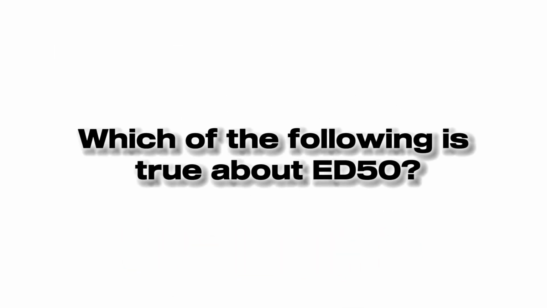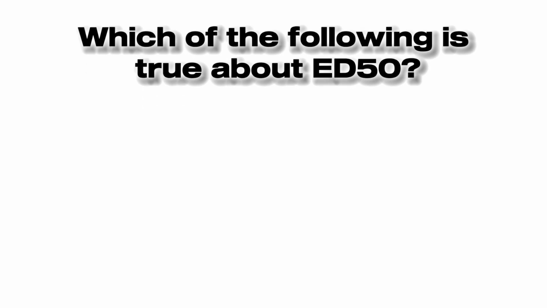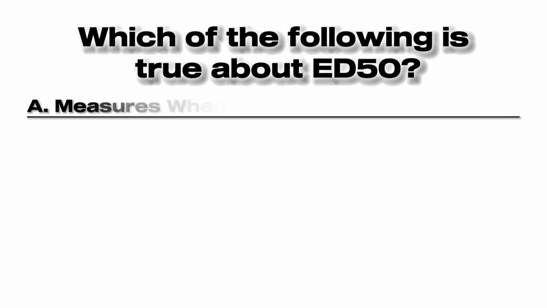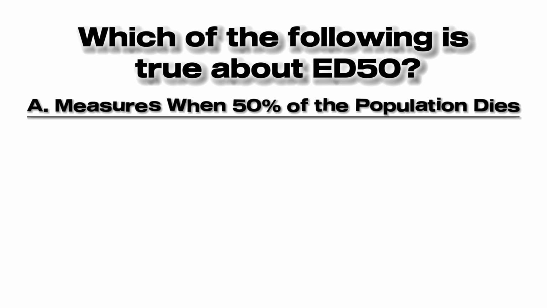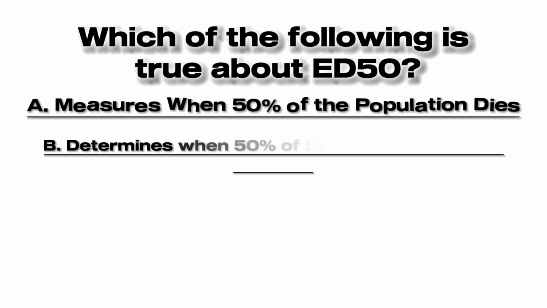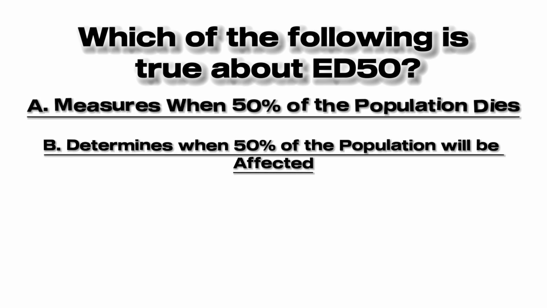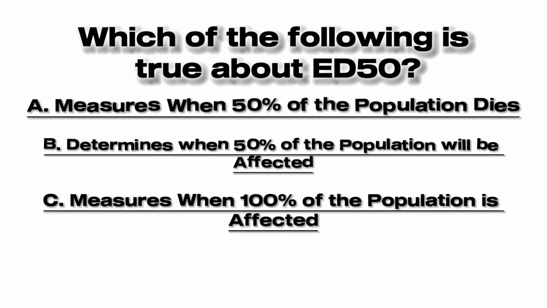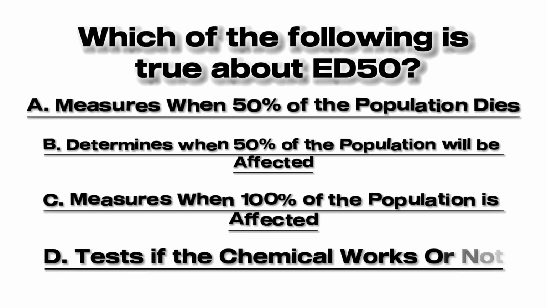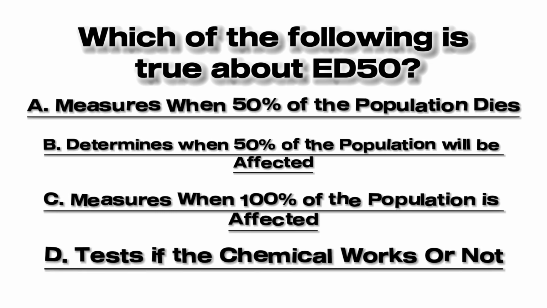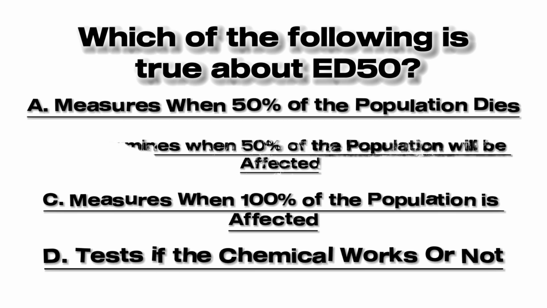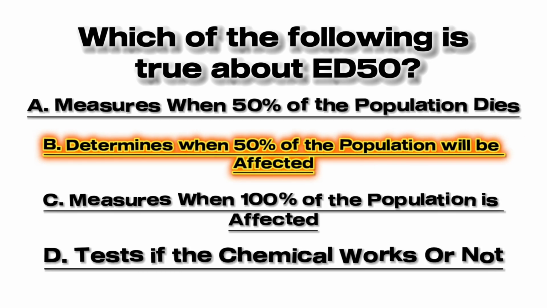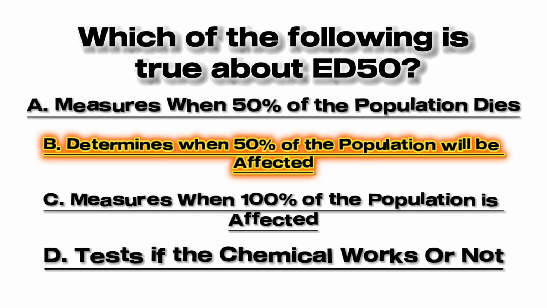Question 2. Which of the following is true about effective dose 50? A. It measures when 50% of the population dies. B. It determines when 50% of the population will be affected. C. It measures when 100% of the population is affected by a chemical. Or D. It tests whether or not a chemical works. If you said B, you'd be correct. Effective dose 50 tests for when a therapeutic effect affects 50% of a test population.